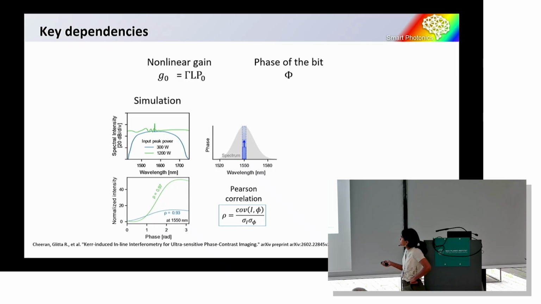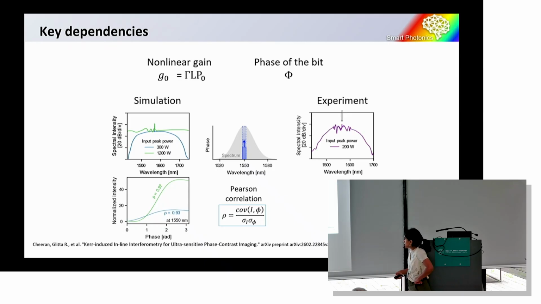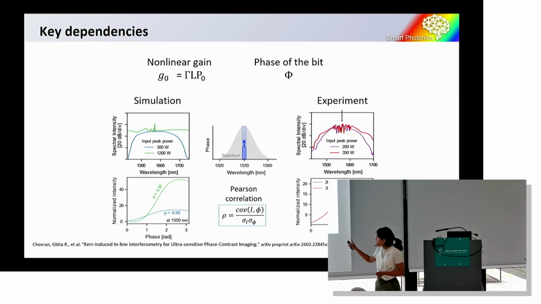In experiment, at weak power, we see a few modulations from self-phase modulation because we don't have a perfectly transform-limited pulse to begin with, but we see the peak appearing. But when we increase the power, and we do this by introducing an EDFA in the setup before the wave shaper, the peak disappears. But what's interesting is that the relation between the input phase and the output intensity remains the same.